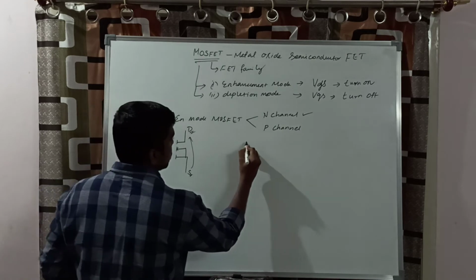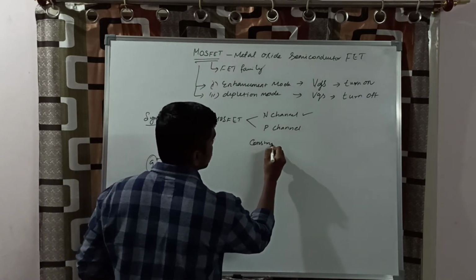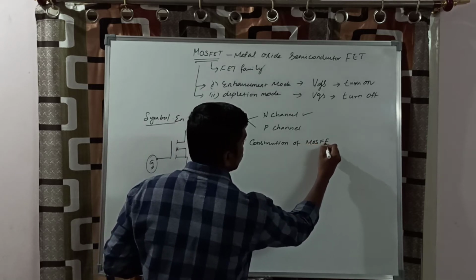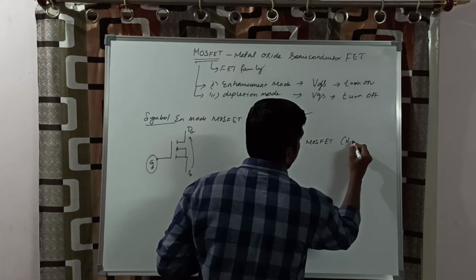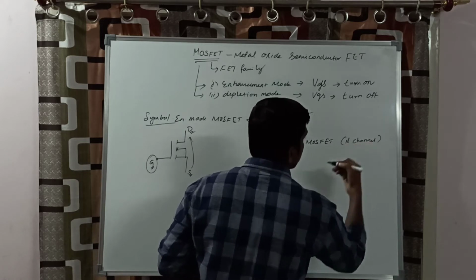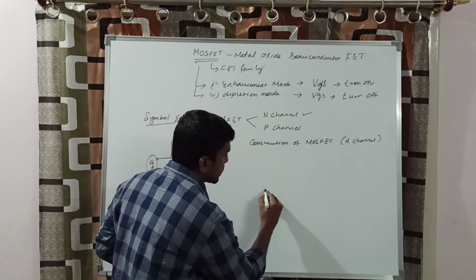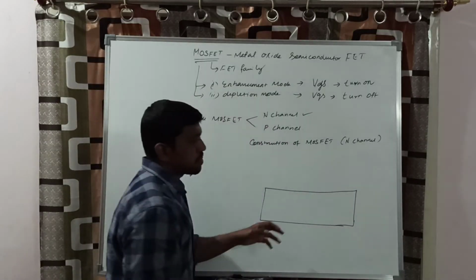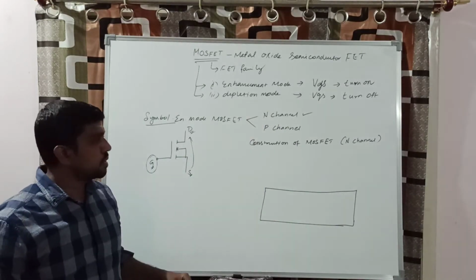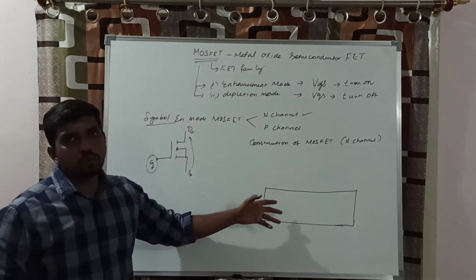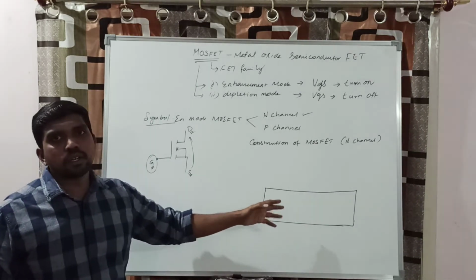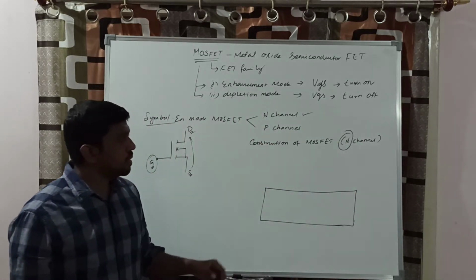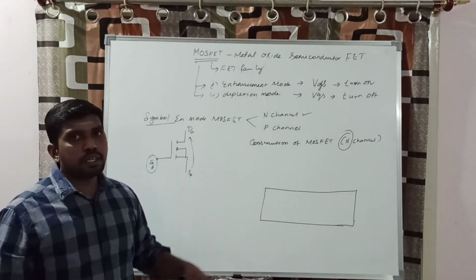Next one, construction of MOSFET N channel. You create the substrate. Substrate is the base material of MOSFET. In this substrate, there are two possibilities. You can choose P-type substrate or N-type substrate. Here, the channel formation is N. Here we are using the P-type substrate.